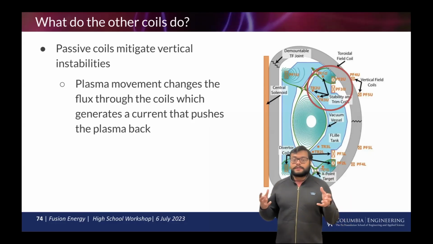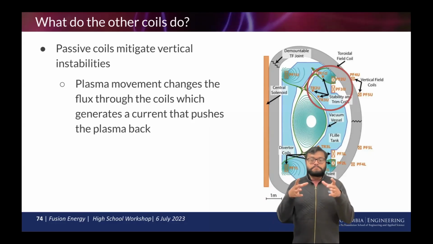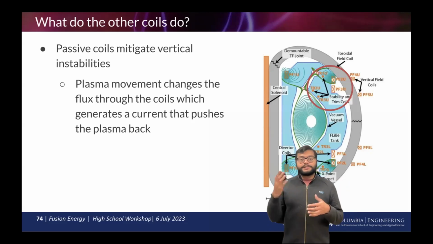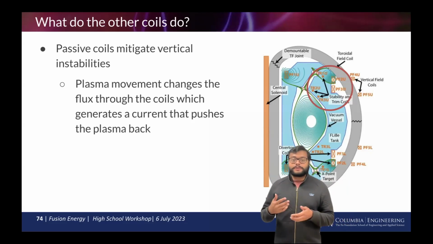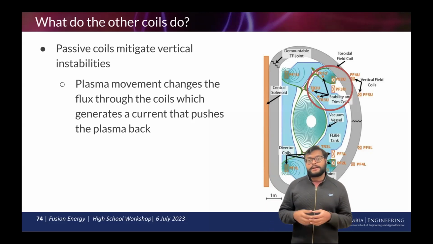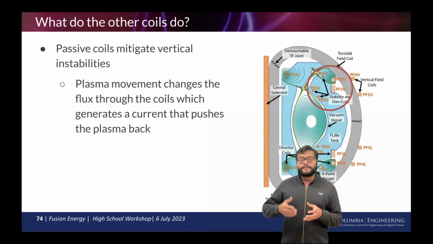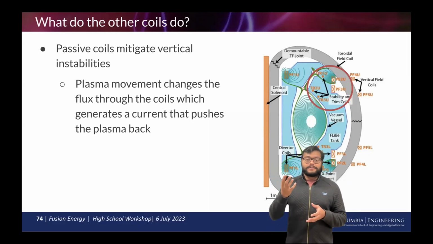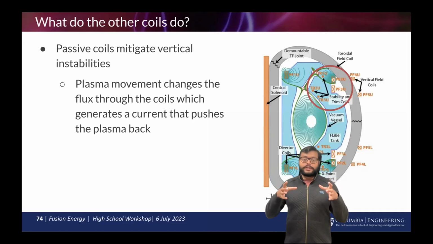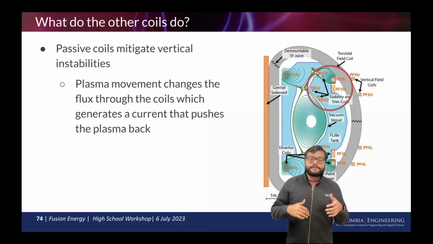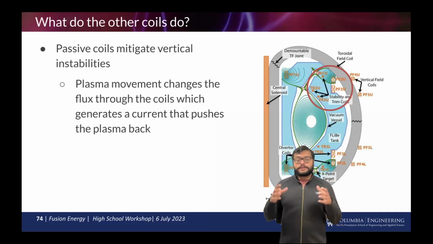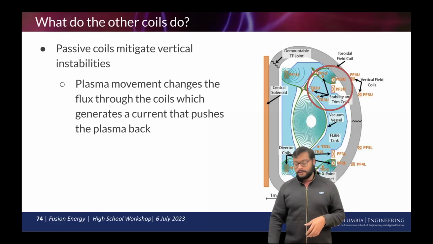So if you think about a general copper coil, if you change the magnetic flux going through the coil, that will drive a current in. So these passive coils work the same way, where the magnetic flux in the coil is changing, and then that will create a current that opposes that change of flux. And so these passive coils can essentially help mitigate vertical instabilities in the plasma.